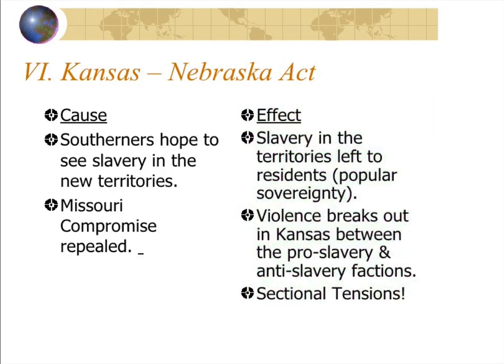And what were the effects of passing the Kansas-Nebraska Act? Well, slavery in the territories is left to the popular vote, popular sovereignty, and the result of that is violence. Kansas becomes a miniature civil war site where pro-slavery and anti-slavery factions rush people into the state to try to get enough people to vote it through, and then they start fighting each other, and then they start really killing each other. And as a result of the violence that happens in Kansas, which was called Bloody Kansas, the tensions between the North and the South get worse.